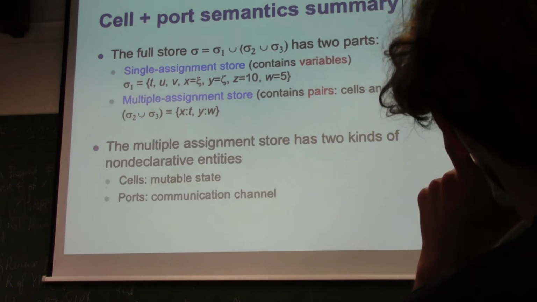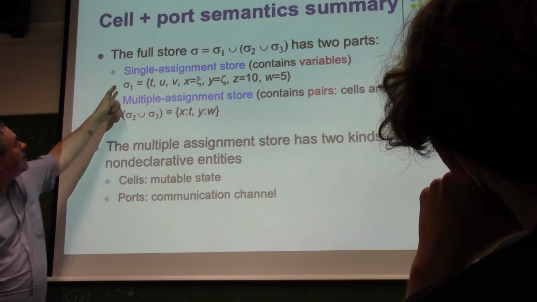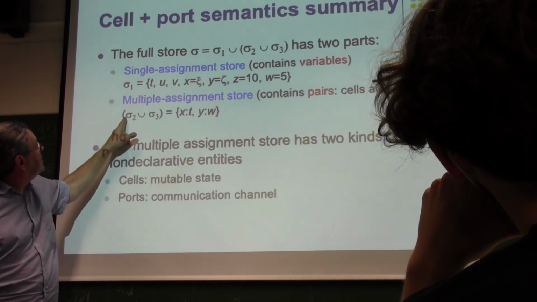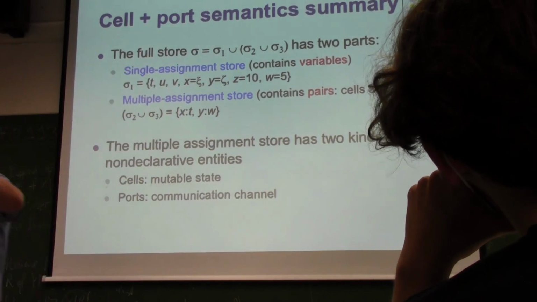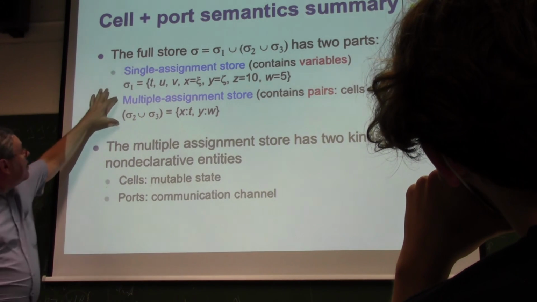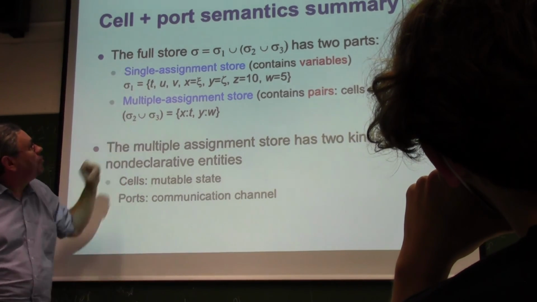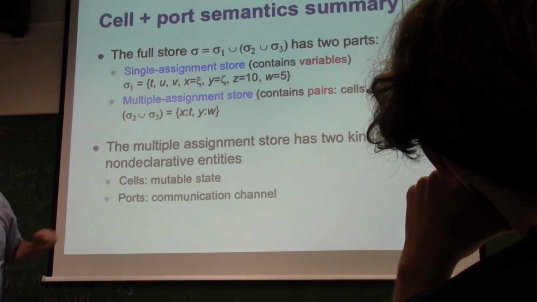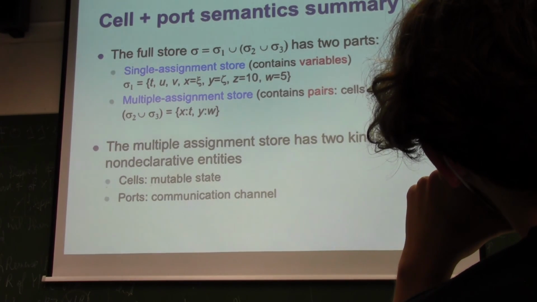Okay? The full store has a single assignment part and a multiple assignment part. So you can consider sigma 2 and sigma 3 together, actually, because they're both containing pairs. I call this the multiple assignment store. And they can have both cells and ports.